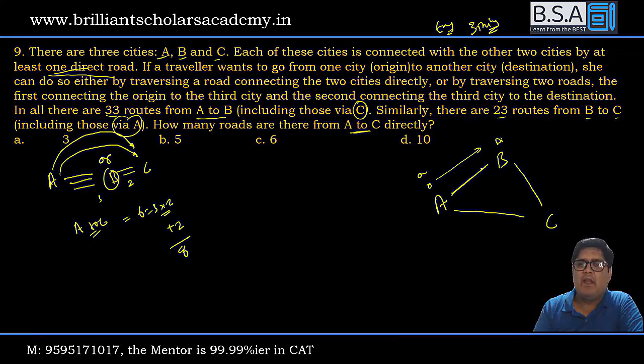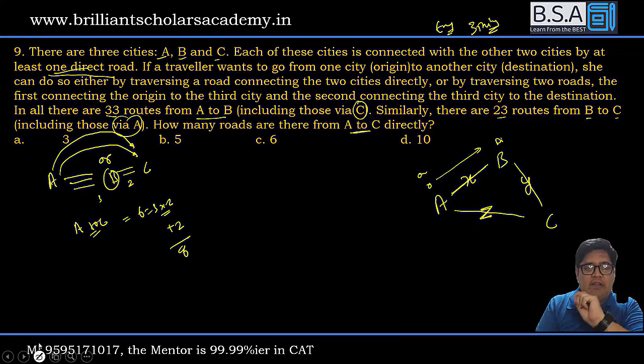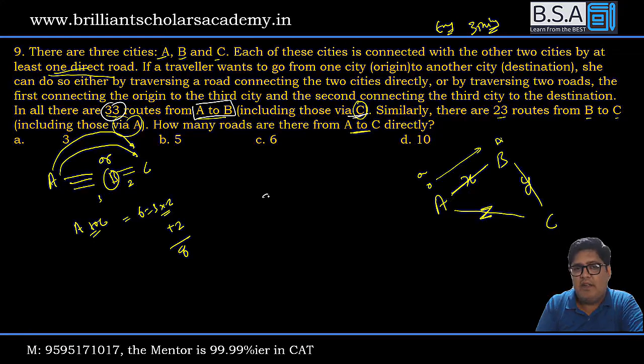So this goes in the realm of P and C to some degree. See how I'm assuming? I'm assuming there are X number of roads, Y number of roads, and Z number of roads. Let me connect this with the information available. When a person wants to go from A to B, including the path via C, there are 33 routes. So observe, 33 should be equal to direct roads X, plus, when you go from A to C and then come back, Y into Z.